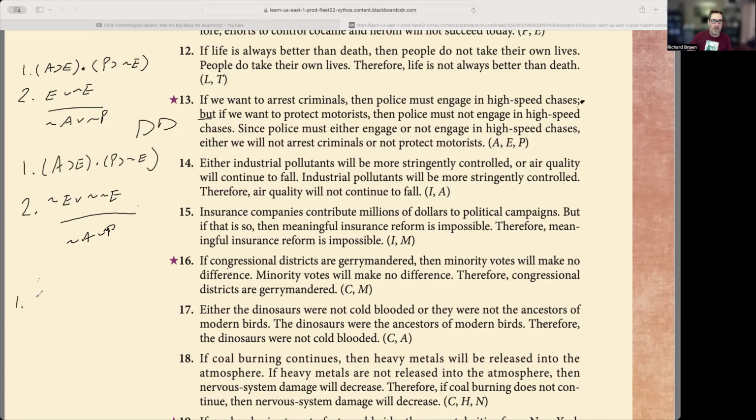So we could have rewritten the first premise as P horseshoe tilde E, and then put a dot and A horseshoe E, because this conjunction could be commuted that way. And then we could have left the second premise in the same order, applying double negation like that. And then the conclusion being tilde A wedge tilde P. And so this is also destructive dilemma.